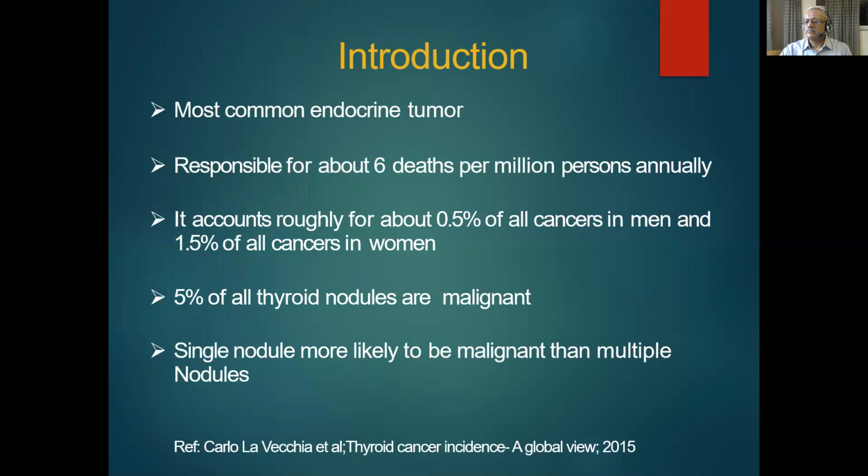Thyroid neoplasms are the most common endocrine tumor, responsible for about six deaths per million persons annually. So it accounts roughly for about 0.5% of all cancers in men, 1.5% of all cancers in women. 5% of all thyroid nodules are malignant. A single nodule, that is a solitary nodule, is more likely to be malignant than multiple nodules.